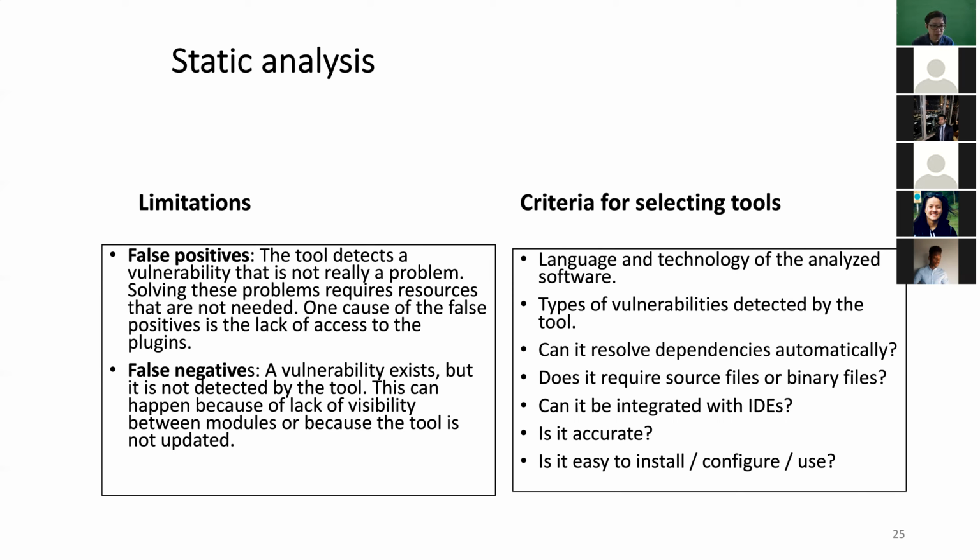And false negatives: a vulnerability exists, but it was not detected by the tool, right? For example, this tool may not be able to detect this pattern, okay? And this is also very common, and the false negative rate is also very high. And it's even very hard to measure false negatives, because we don't know how many vulnerabilities are in the source code, right? We can only see the obvious ones.